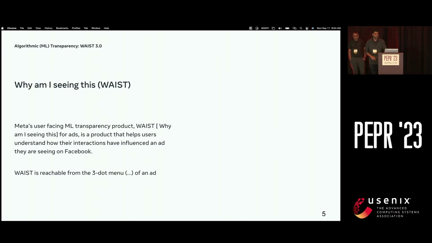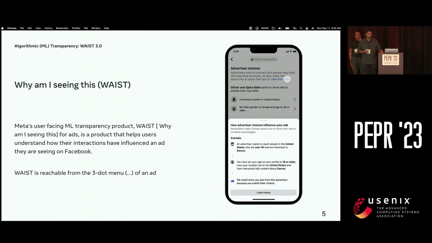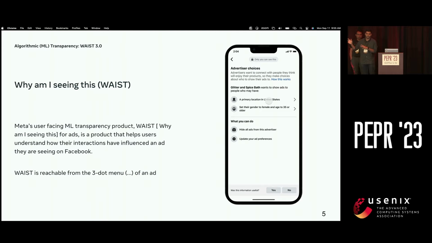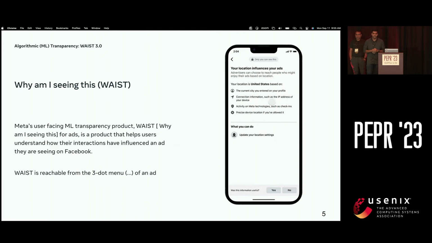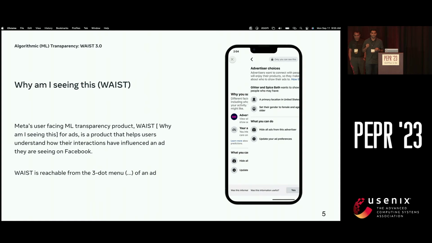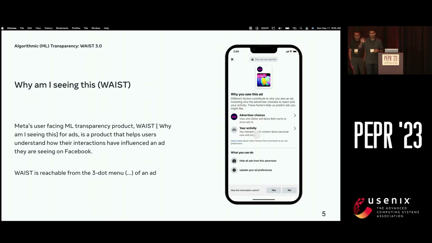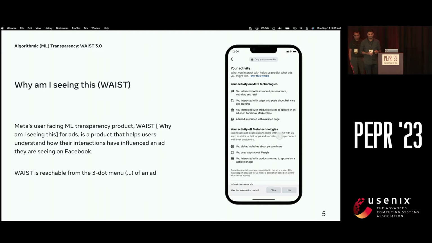Meta's user-facing ML transparency product is called WAIST: Why am I seeing this for ads? This is a product that helps users understand why they were shown a particular ad on their Facebook feed or some other places. It is available from a three-dot menu of each ad, and there are some screenshots running on the side. As you click into the product, you can see multiple reasons why you were seeing this particular ad overall. We will be going through some of these details as we talk through further.